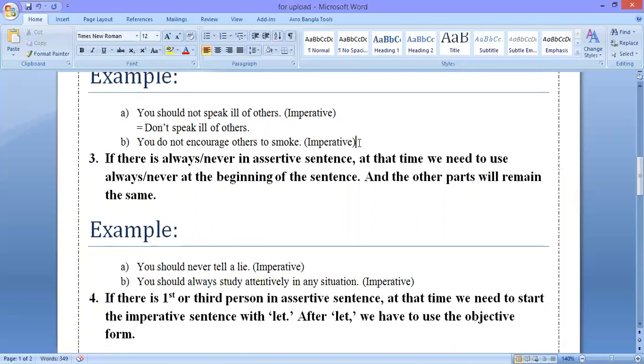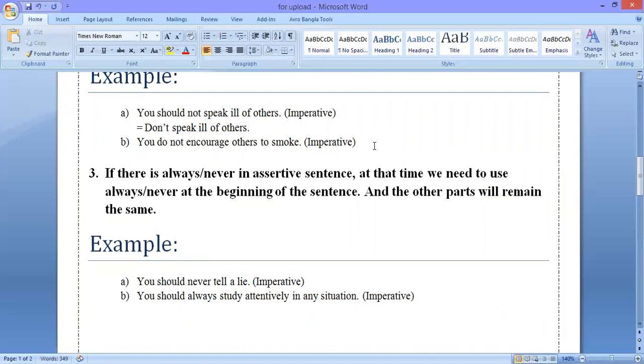Now we are moving to example 2. Here we can see: You do not encourage others to smoke. So this is an assertive sentence and it is in the negative form. If you want to make this imperative, we shall have to write don't at the beginning of the sentence. So we have written don't. After that, we shall have to bring the main verb plus the rest of the parts. So the solution will be: Don't encourage others to smoke. Okay, I think you have got the point.